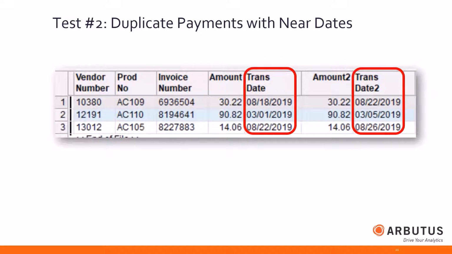So what have we got? Same vendor, same product, same invoice, and same amount. Transaction date for one of them is the 18th of August. The other one was on the 22nd, within 5 days of each other. The second one, same vendor, same product, same invoice, same amount, March 1st, March 5th. And the third one, August 22nd, August 26th.